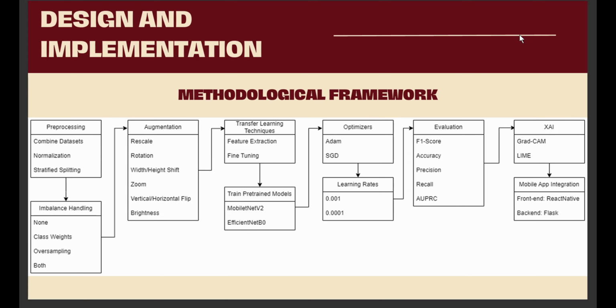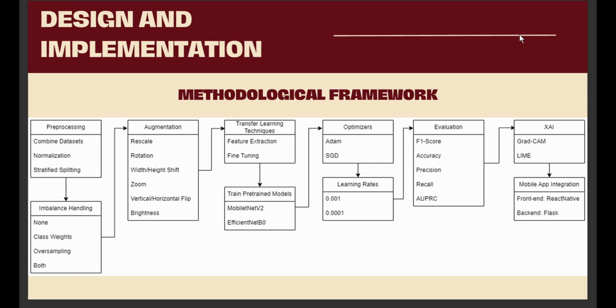Here's an overview of the end-to-end workflow. First, we have the pre-processing, which combines both datasets, normalizes pixel values, and applies stratified data splitting. For imbalance handling, we have the four approaches. And for the augmentation, we applied rescaling, rotation, shifting, zooming, flipping, and brightness changes to boost generalization.